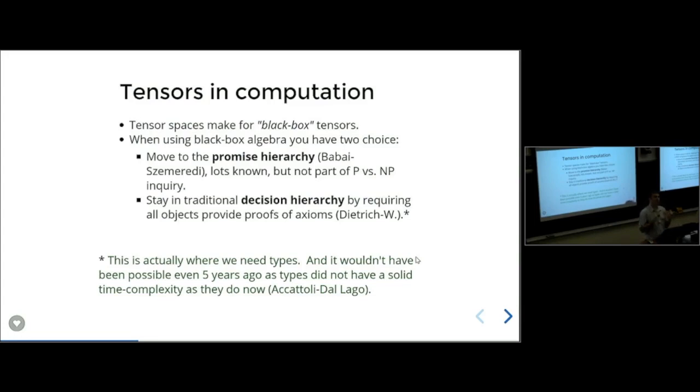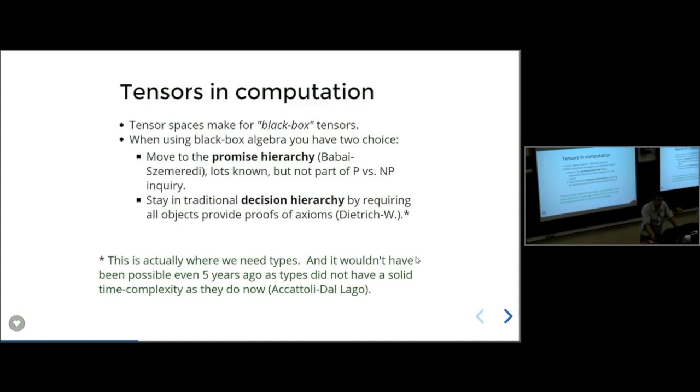And so if you're writing theory of black box algebra in the standard 1980s model, Babai-Szemerédi, then you're talking about something specialized called the promise hierarchy, which means that you're not going to prove things about P versus NP in separation without doing a little bit more. And I'm not sure what qualifies as a little bit more, but I'll give you something that's sufficient. So there may be something even weaker than what we do, but Heiko Dietrich and I puzzled on this, particularly in the category of groups, but it applies more generally. You can make this all fit the standard decision hierarchy by imposing the condition that your data also give proofs of the axioms.